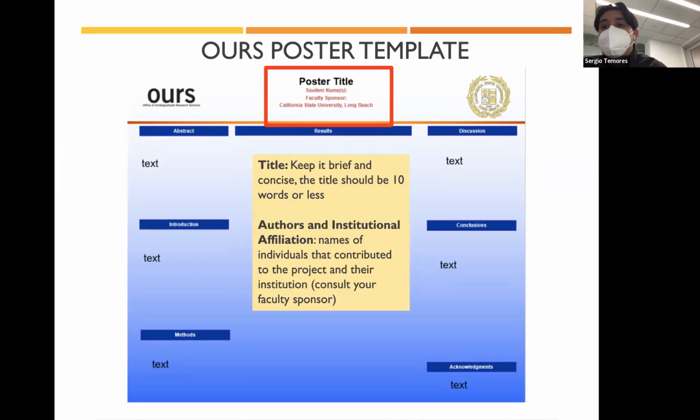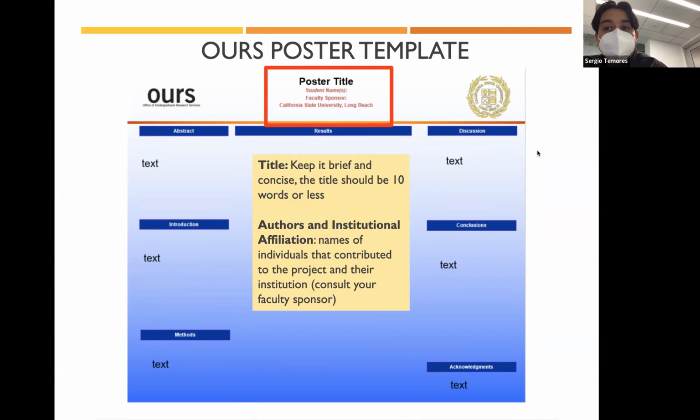So the title: keep it brief and concise. It should be 10 words or less. Work with your faculty mentor, your chair, whoever is helping you with this, to make a title that is not only interesting and captivating, but also explains what you're trying to do in your research.